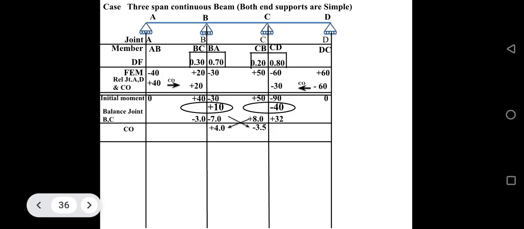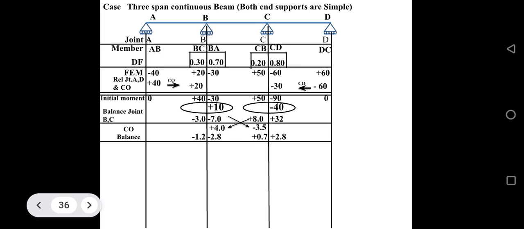This unbalanced moment is 4, which needs to be multiplied with the distribution factors to balance it. So 4 into 0.3 and 4 into 0.7. The sign of the unbalanced moment is positive, therefore we balance it with the opposite sign. Similarly, this 3.5 needs to be multiplied with the factors 0.2 and 0.8. The sign is minus and therefore during distribution it will be distributed with the opposite sign. So due to this, the joint is again balanced.